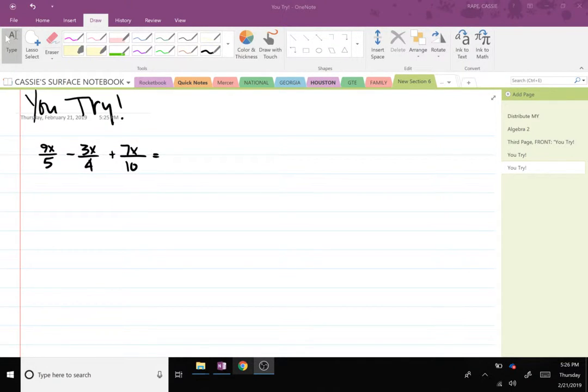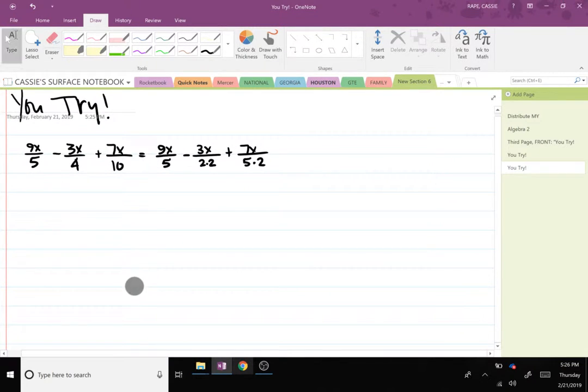All right, same strategy: factor the denominator, so 9x, and ignore the numerator at first. You've got three numbers: 9x over 5, minus 3x over 4, which is 2 times 2, plus 7x over 10, which is 5 times 2. Now analyze: everything has to have the same numbers in the denominator. So I'm going to look first at this first one and last one.